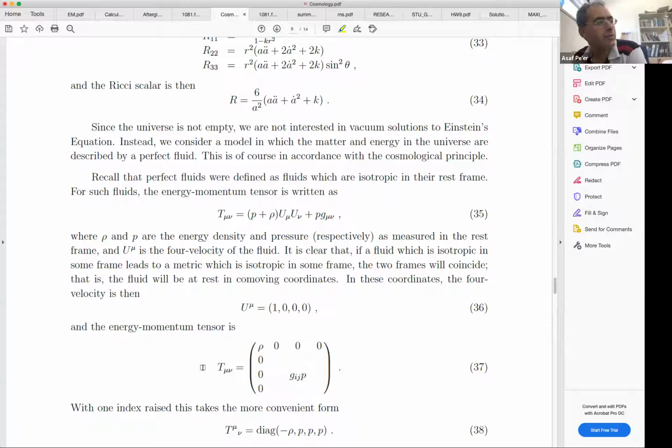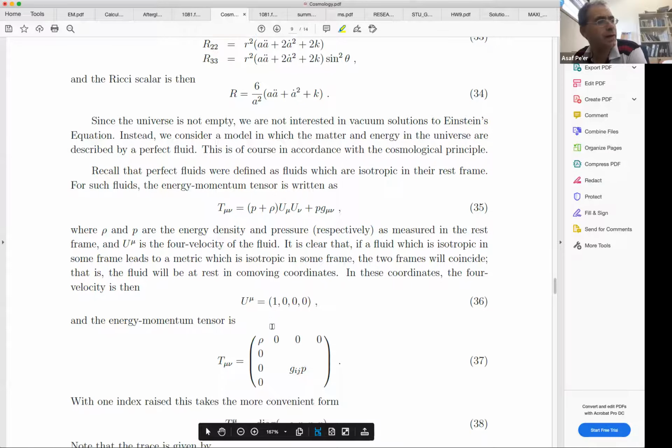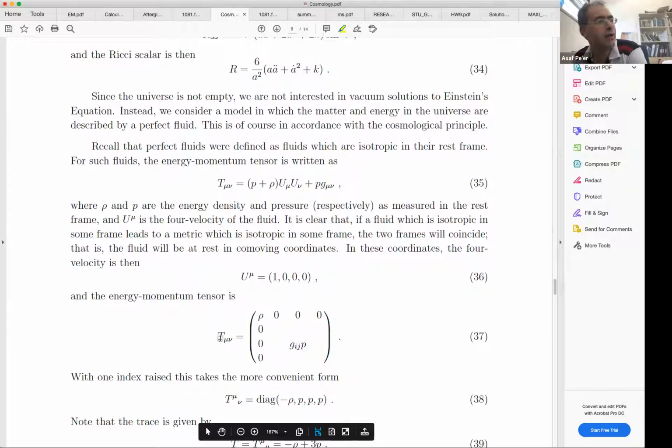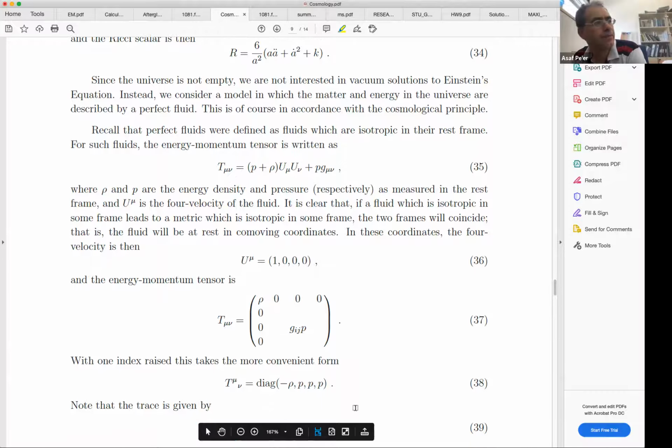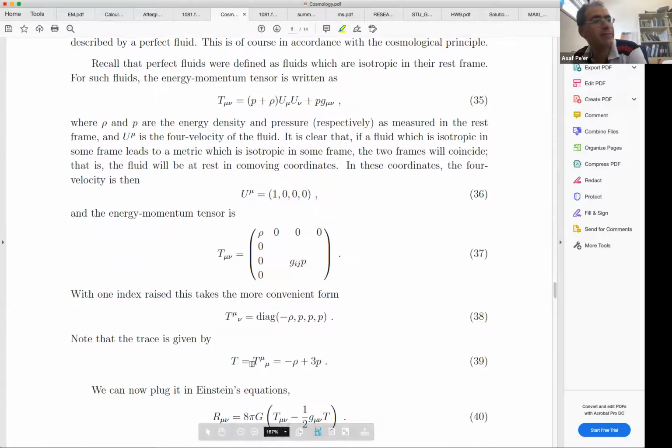Now I can multiply that by g_μλ, essentially raising one index. And that means that T^μ_ν with one index raised is just a diagonal of minus ρ, P, P, P. Okay? From which we can take the trace, which is T^μ_μ, it is just T, it is just minus ρ plus 3P.